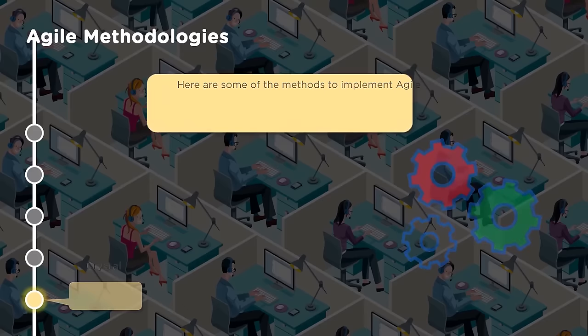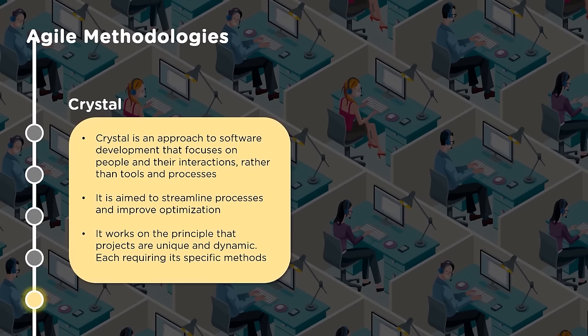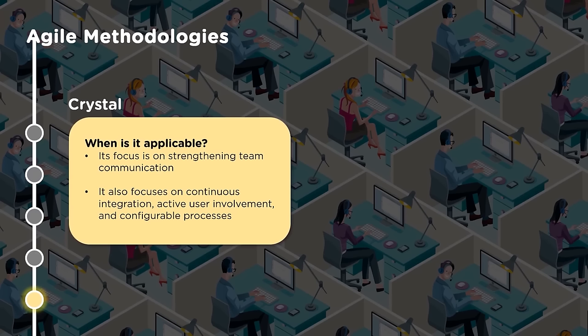Then Crystal. Crystal is an approach to software development that focuses on people and their interactions rather than tools and processes. It is aimed to streamline processes and improve optimization. It works on the principle that projects are unique and dynamic, each requiring its specific methods. So where is it applicable? It focuses on strengthening teams' communication. It also focuses on continuous integration, active user involvement, and configurable processes.